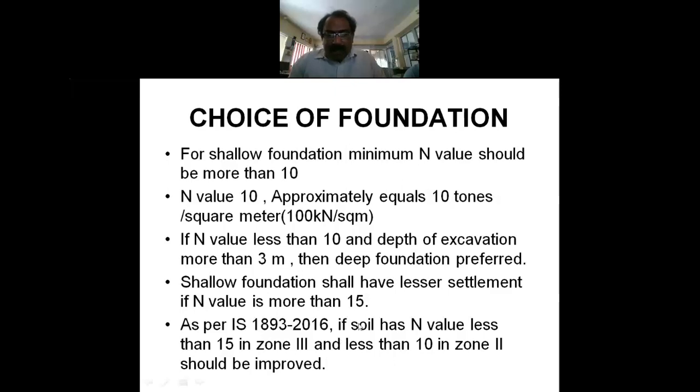As per the code called IS 1893, that is the seismic code, India has 5 earthquake zones. Where N values are more than 15 is zone 3, like Chennai, Coimbatore, and some parts of Kerala. In this zone 3, it is better to go for more than 15. If it is zone 2, you can go up to 10, which is flexible in the code.